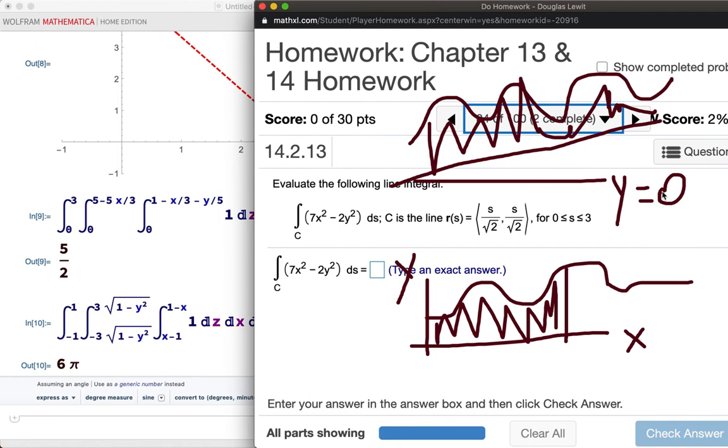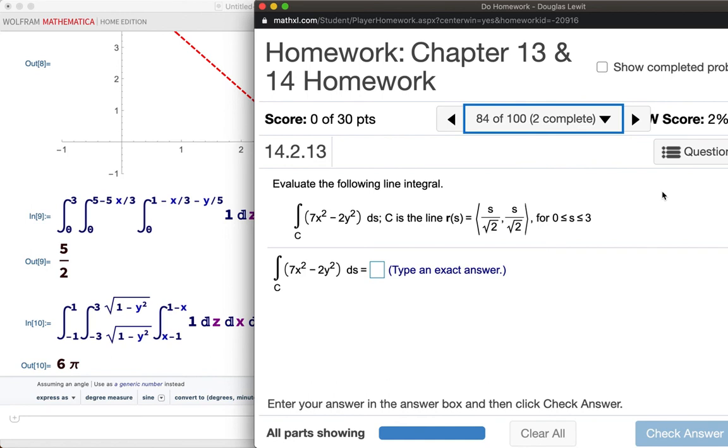Okay, so the line integrals actually end up getting turned into regular integrals, but you have to do some tweaking and manipulation in order to make that happen.